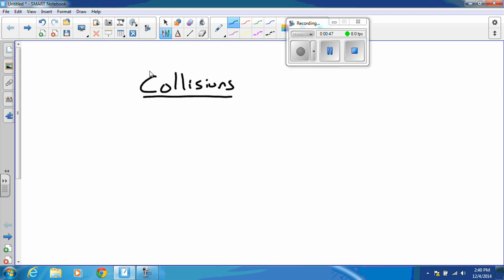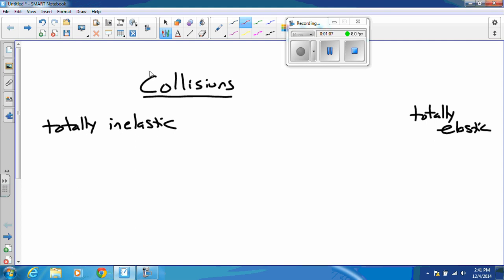we're talking about. But we can divide up collisions into a spectrum. One end of the spectrum, which we're going to analyze today, are the totally inelastic collisions. And the other end of the spectrum are the totally elastic collisions. And in the middle, the great middle, are the partially elastic collisions.